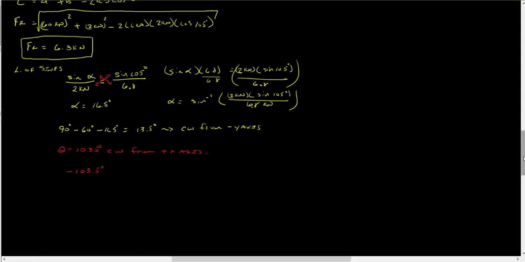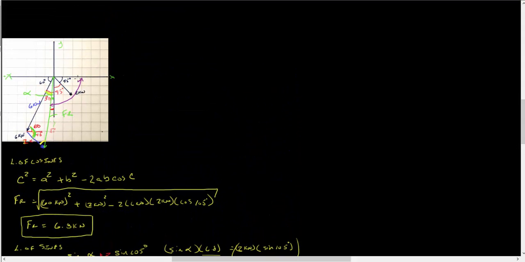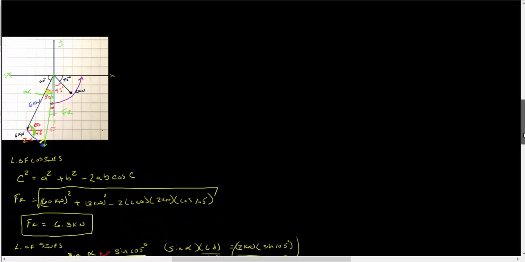Meaning that on a quiz, I may ask you to solve for this angle from the positive x, and if it was down here, you would say it's negative 103, because if I'm going clockwise, that would be negative. If I'm going counterclockwise, that would be positive. Okay, let's go ahead and solve this problem. I'm going to move this like this.